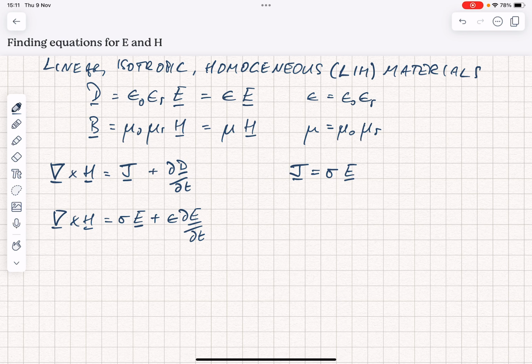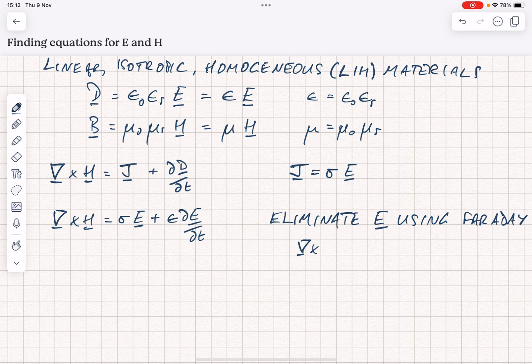Now, how are we going to eliminate E? We're going to eliminate E using Faraday's law. Faraday's law, you will of course remember, is that the curl of E is equal to minus dB by dt, which of course is just minus mu dH by dt, again assuming that mu does not depend on time.